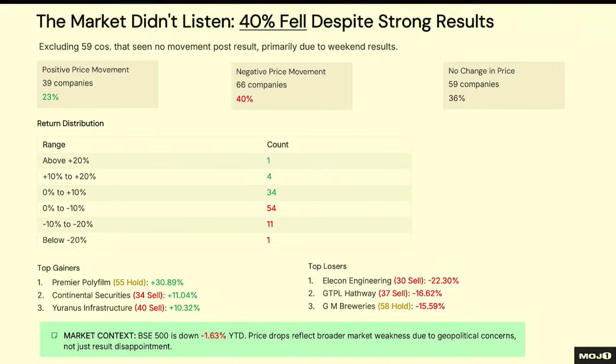Top gainers: Premier Polyfilms, 30% return. Continental Securities, 11.04%. And Uranus Infrastructure, which is a sell in the system, at a 10.32% return. Top losers: Elecon Engineering, a sell according to us, at 22% down. GTPL Hathway, a sell stock, 16% down. GM Breweries, a hold stock, 15.59% down.